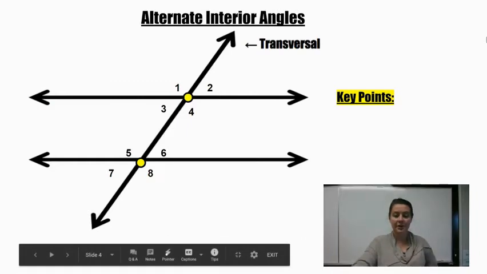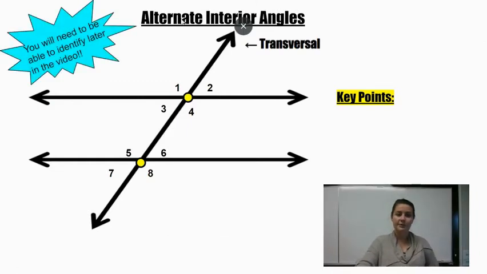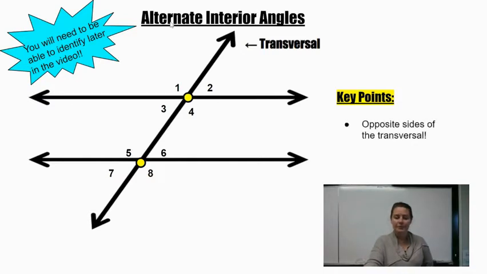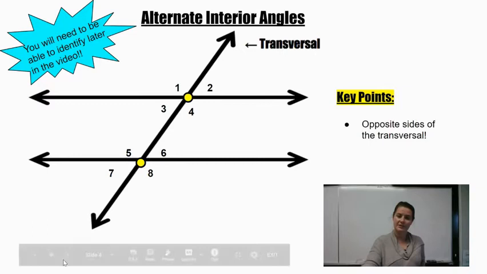Okay, now let's look at alternate interior angles. You will need to be able to identify these angles later in the video, so make sure you're paying attention. Okay, key points about alternate interior. They are on opposite sides of the transversal. So here is my transversal.